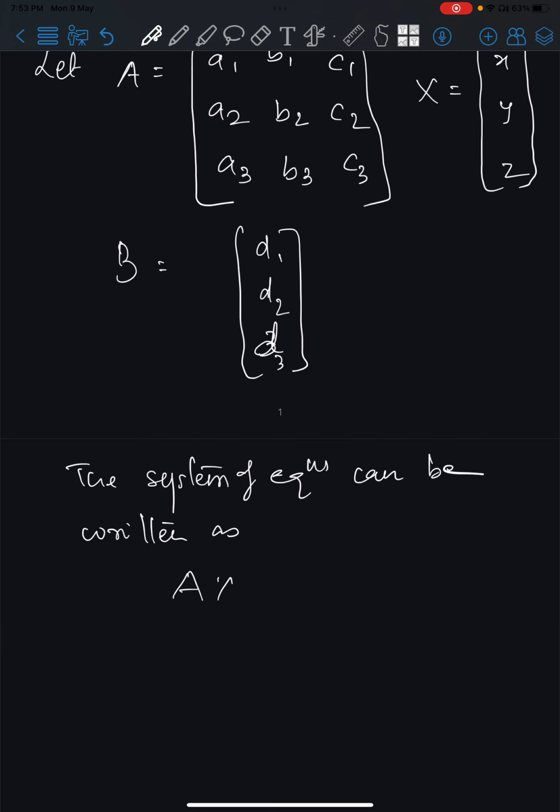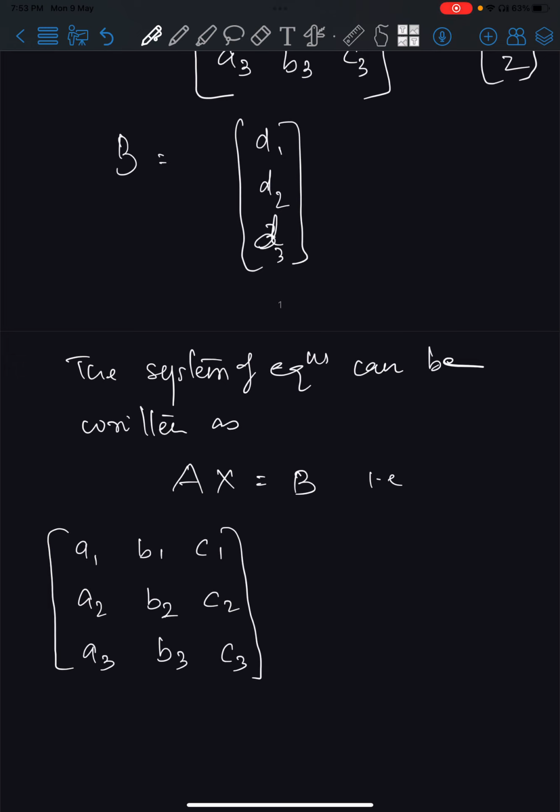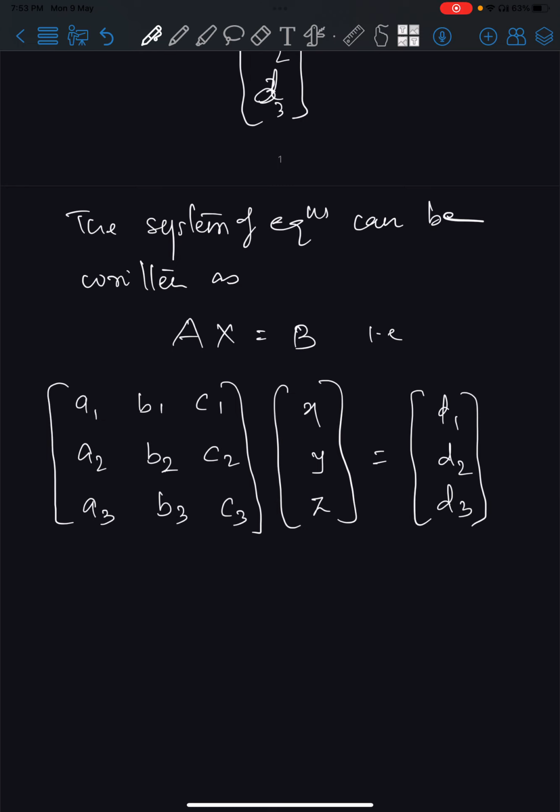AX is equal to B. That is, we will have this A matrix, which is a1, b1, c1, a2, b2, c2, a3, b3, c3, and then the X matrix X, Y, Z equal to B, which is D1, D2, D3. This is your matrix equation AX is equal to B.